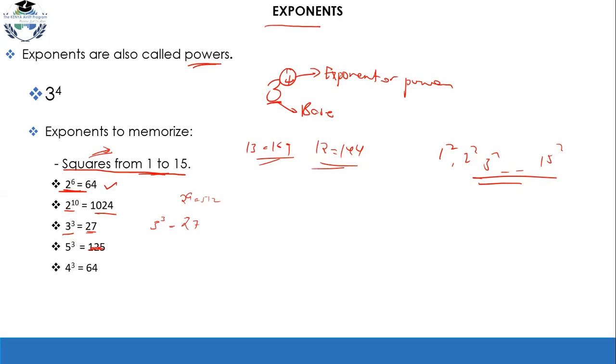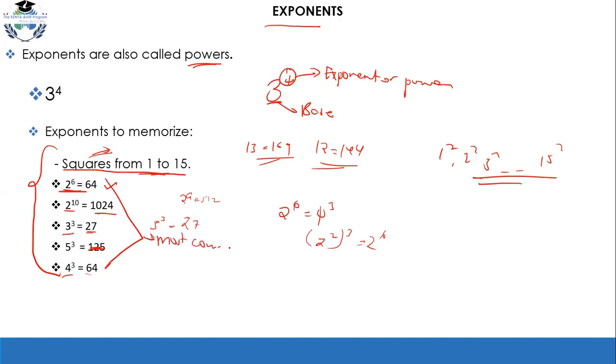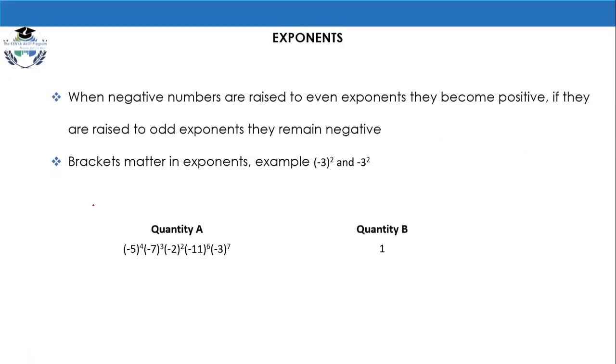5 cubed is 125. And then 4 cubed is 64. So 2 power 6 and 4 cubed are the same thing, because 4 cubed is 2 squared, cubed, which equals 2 power 6. These are some of the powers you need to remember: 4 cubed, 5 cubed, 3 cubed, 2 power 10, 2 power 6. These ones are the most common. That's why I'm telling you it's important. 90% of the time in the GRE when they're asking about powers, it revolves around these. They are the most commonly used.